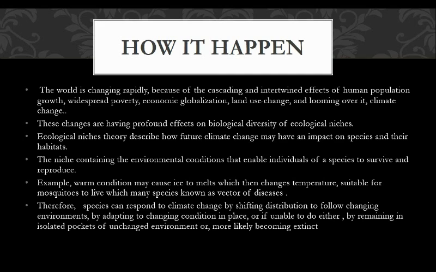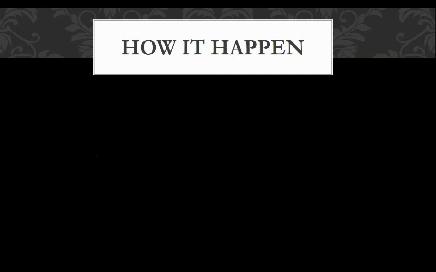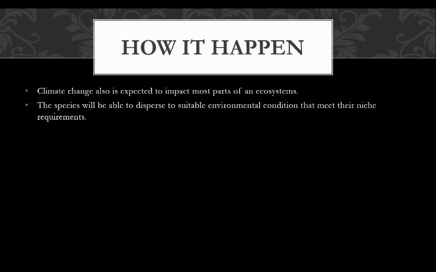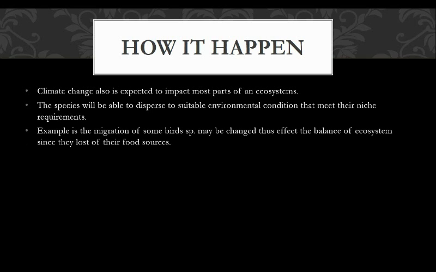Therefore, species can respond to climate change by shifting their distribution to follow the changing environments. They can also adapt to the changing conditions in place, or if unable to do either, remain in isolated pockets of unchanged environment, or more likely become extinct. Besides that, climate change is also expected to impact most parts of an ecosystem. The species will be able to disperse to suitable environmental conditions that meet their niche requirements.